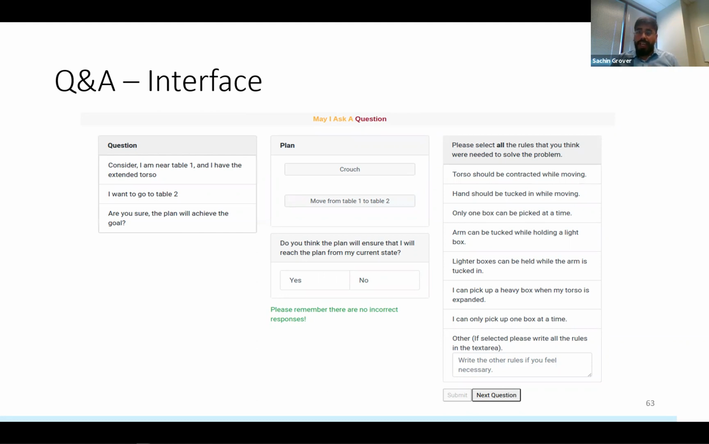This is the idea here: whether the robot in the working environment can ask questions and understand whether they understand the rules of the environment that they are working in.